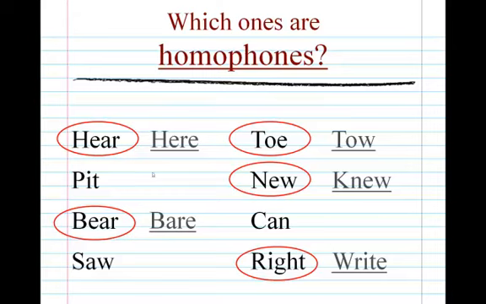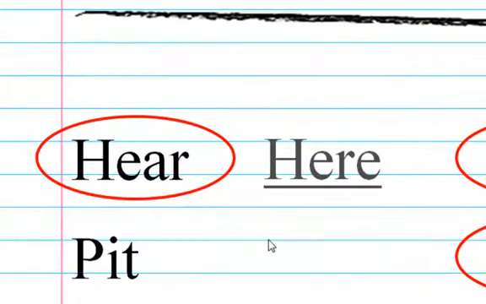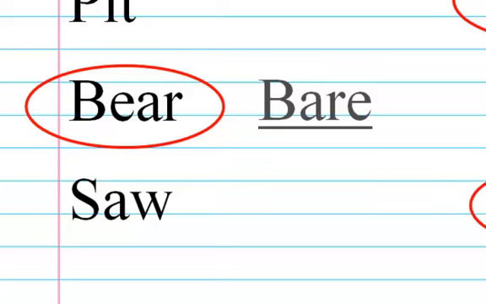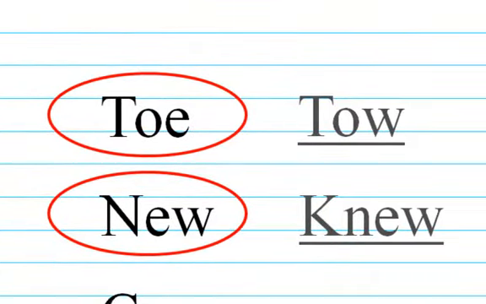Okay, we have hear. In this case, hear means to hear with your ears. And then we have the other type of here, which would mean this present location. These are homophones because they have the same sound, but do not have the same meaning or the same spelling. Bear and bare, the first bear is the animal, the second refers to not having very much attached. Toe and tow, the first is the toe on your foot, and the second is to take a vehicle that has been broken down somewhere else.